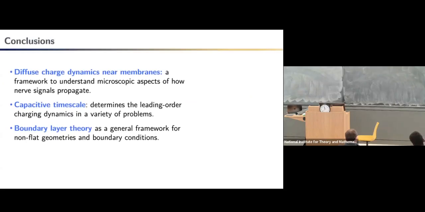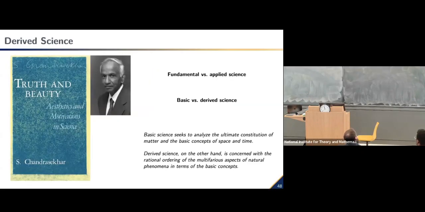And so just to conclude, what I've shown is an example of diffuse charge dynamics near membranes as a framework to understand how signals from ion channels propagate. There is this capacitive timescale that determines, pretty much in all cases, the leading order charging dynamics. And boundary layer theory seems to be a generally powerful framework for obtaining asymptotic solutions to these problems. I just want to end with a couple of philosophical notes.